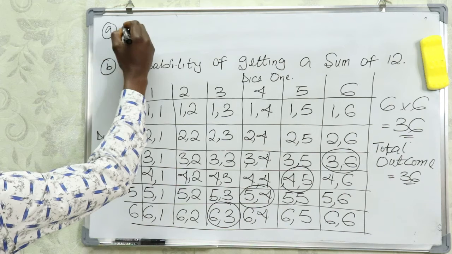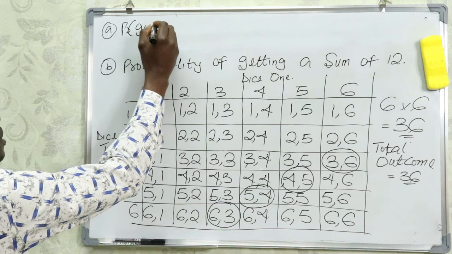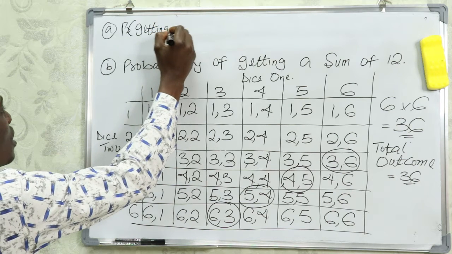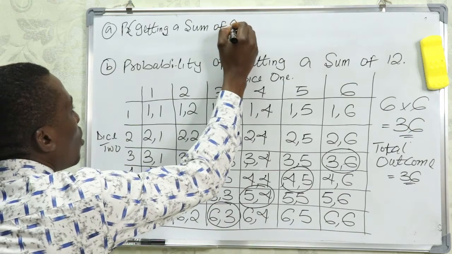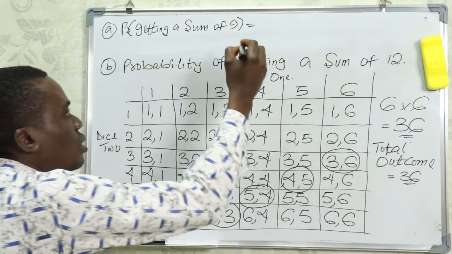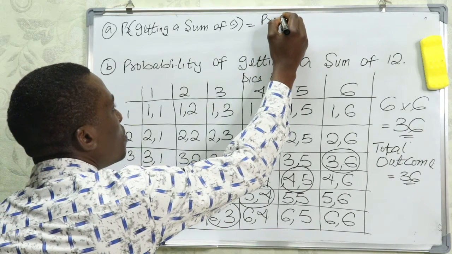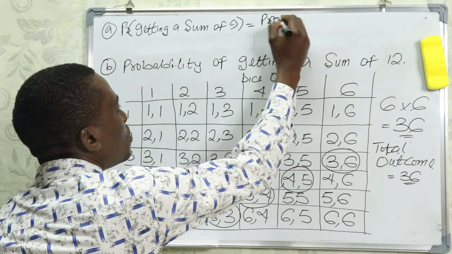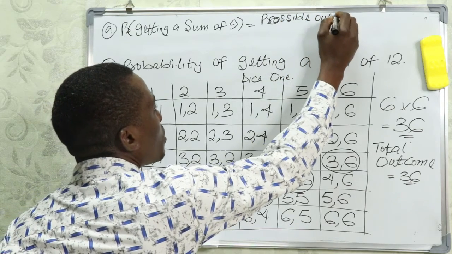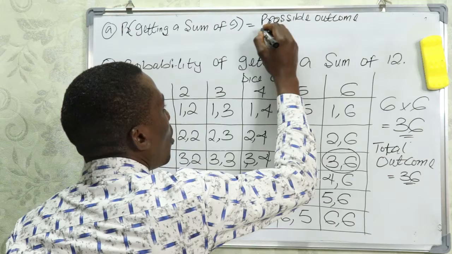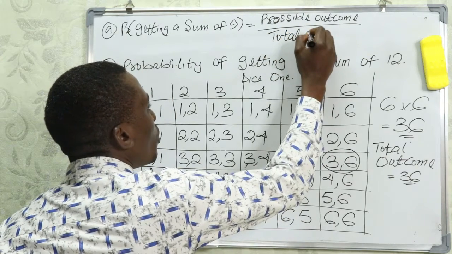We want to look at the probability P of getting a sum of 9. That will be equal to the possible outcome, all over the total outcome.